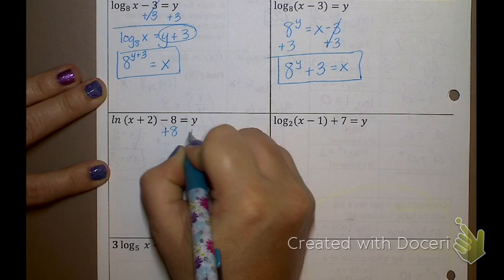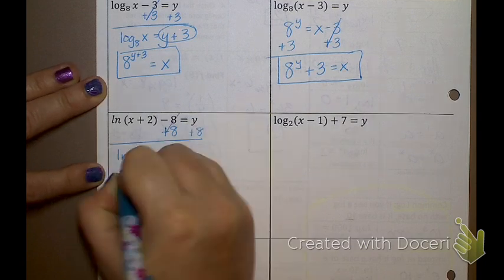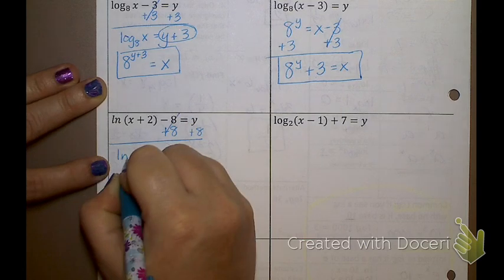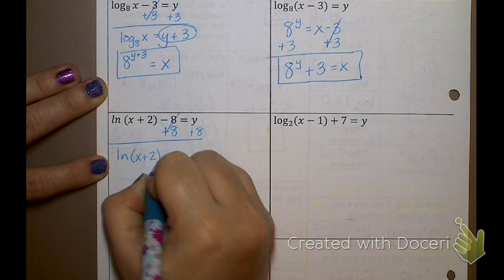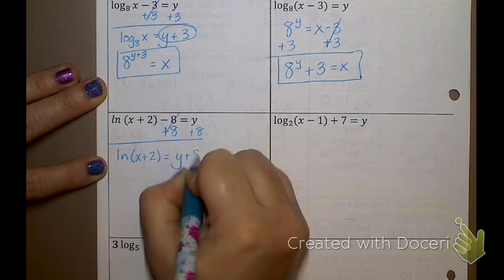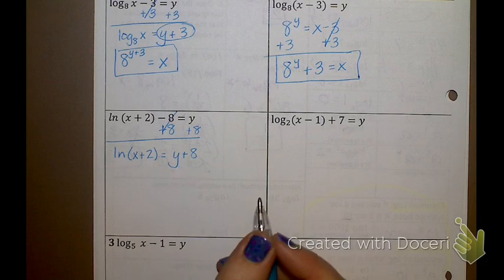So I have ln of x plus 2 equals y plus 8. Is my log by itself? Okay, so now I go to step 2. What's step 2? Go to exponential form.